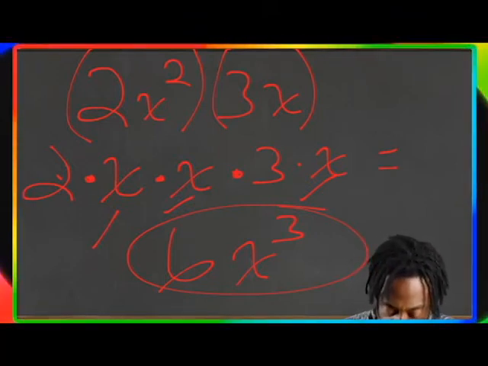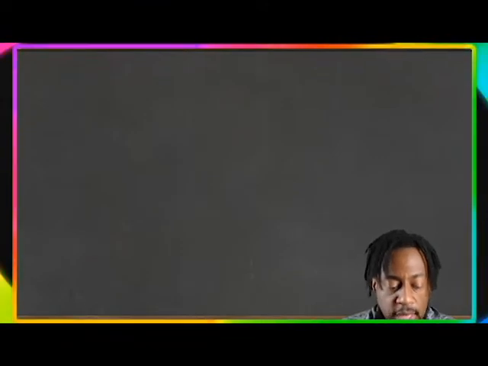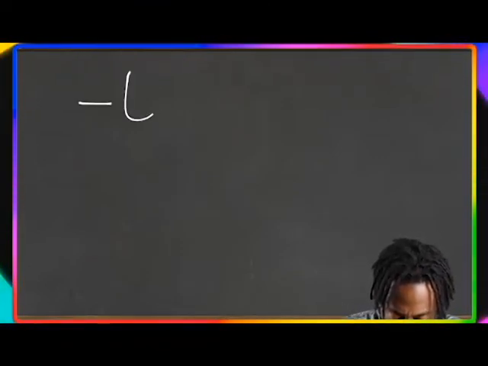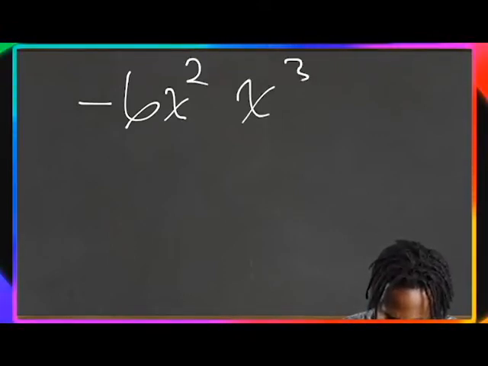All right. Let's change the color back to white. Now, let's do the next one. Same way. We have a negative 6x squared, and you have x to the third.